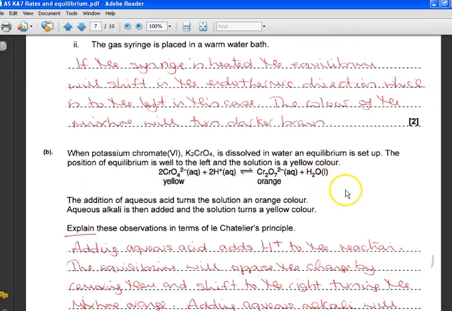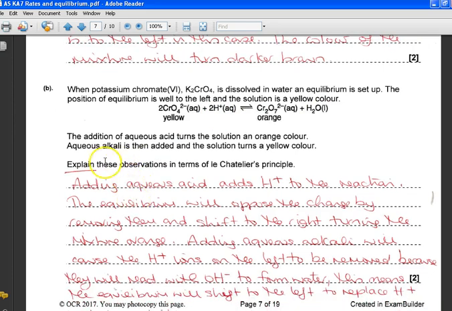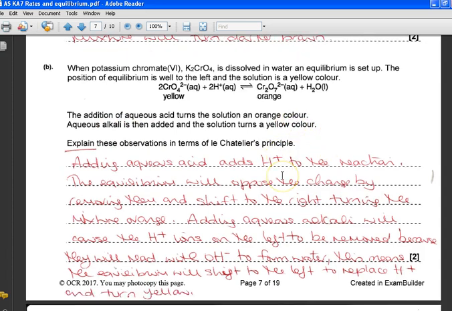This is an equilibrium that is actually in your books, I think, but I don't think we've talked about it in class. On one side is yellow, on the other side it's orange. You are asked to explain the observation that if you add acid, the solution turns orange, and if you add alkali, the solution turns yellow. So you need to explain why that is the case.